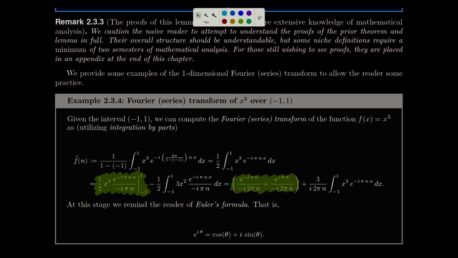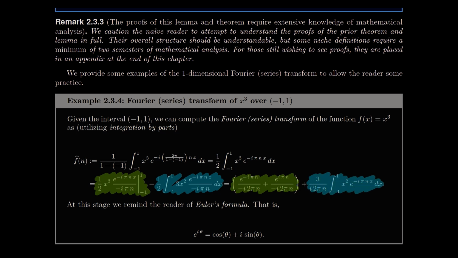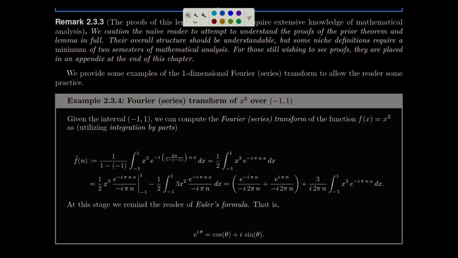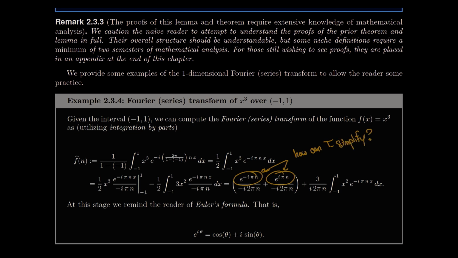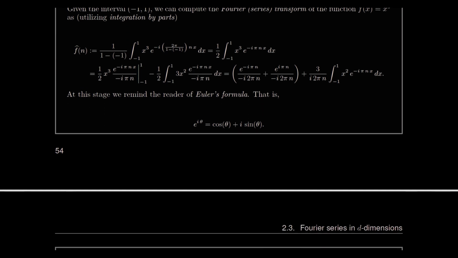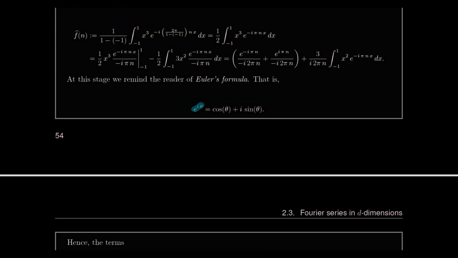The second half needs to come along for the ride because I don't know how to compute this yet. So I'm going to keep the second half along for the ride and compute the first half of my integration by parts. And a lot of you may be wondering, what in the world is going on here? How can I simplify those complex exponentials? I'm going to remind everybody of Euler's formula. This will be invaluable for us the entire time with Fourier series.